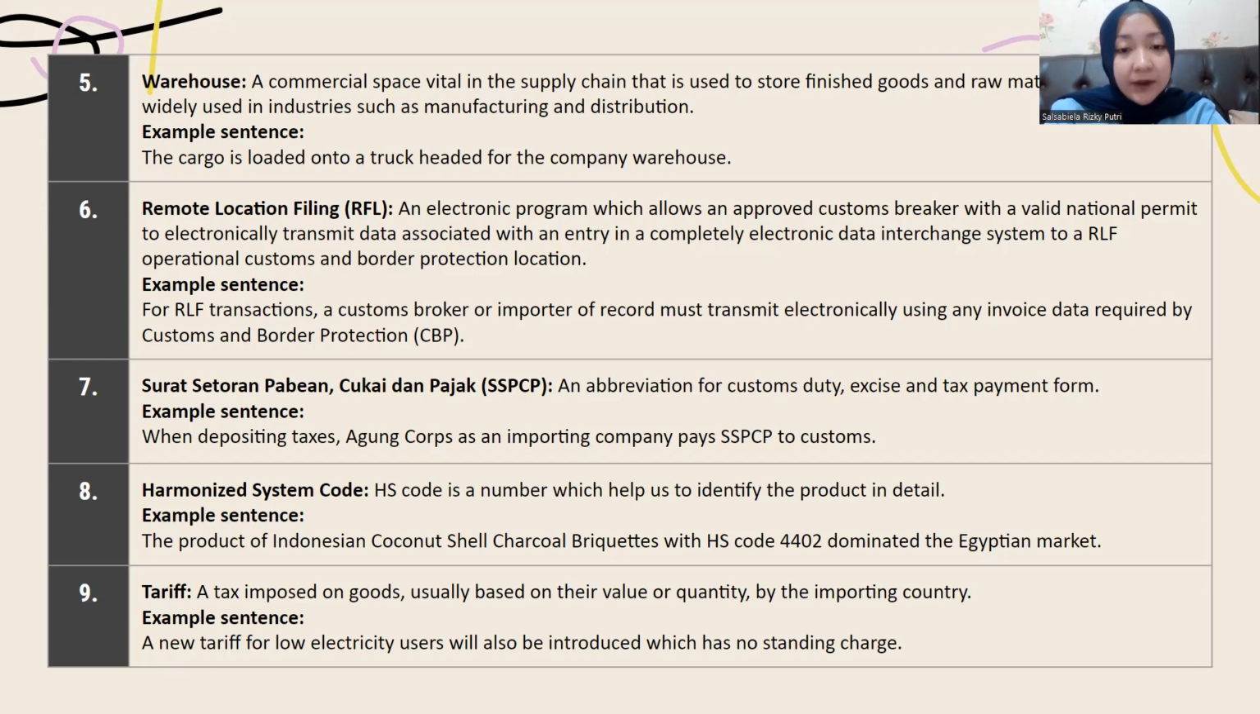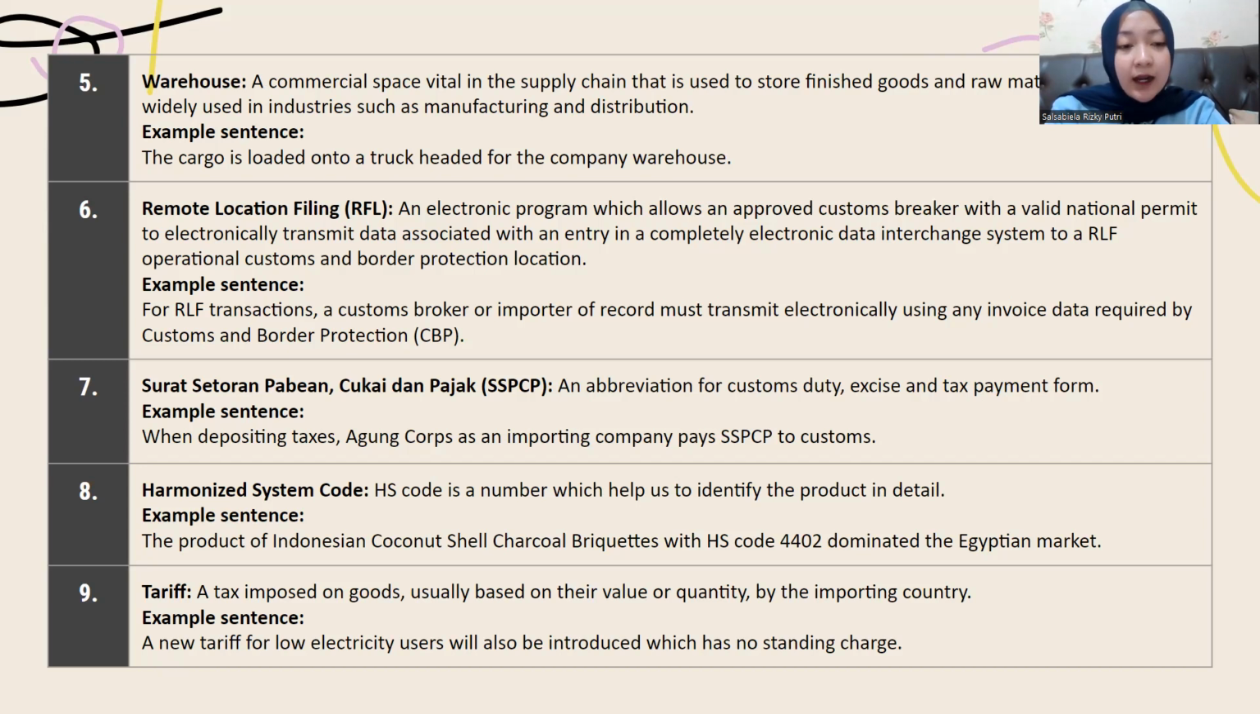And 7, Surat Setoran Pabean Cukai dan Pajak, or SSPCP. It's an abbreviation for customs duty, excise, and tax payment form. Usually, SSPCP is a form used by taxpayers or tax subjects to file duties and taxes related to import activities. The example sentence is, "When depositing taxes, Agung Corp as an importing company pays SSPCP to the customs."